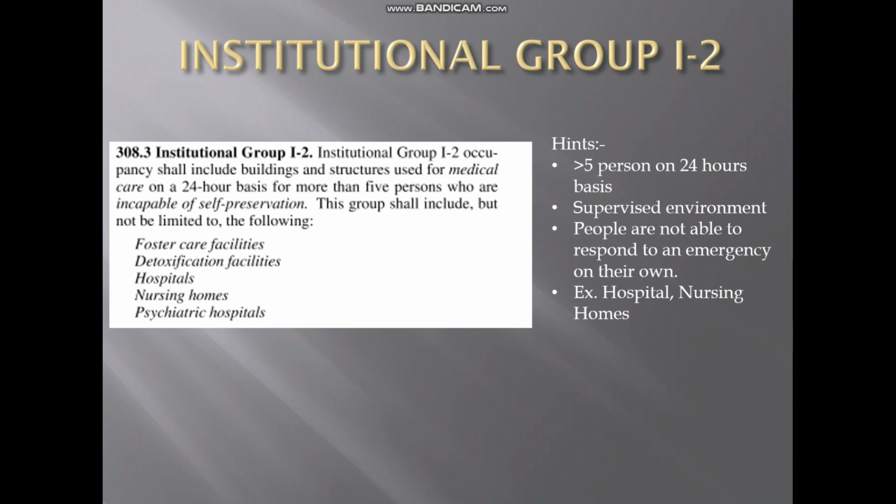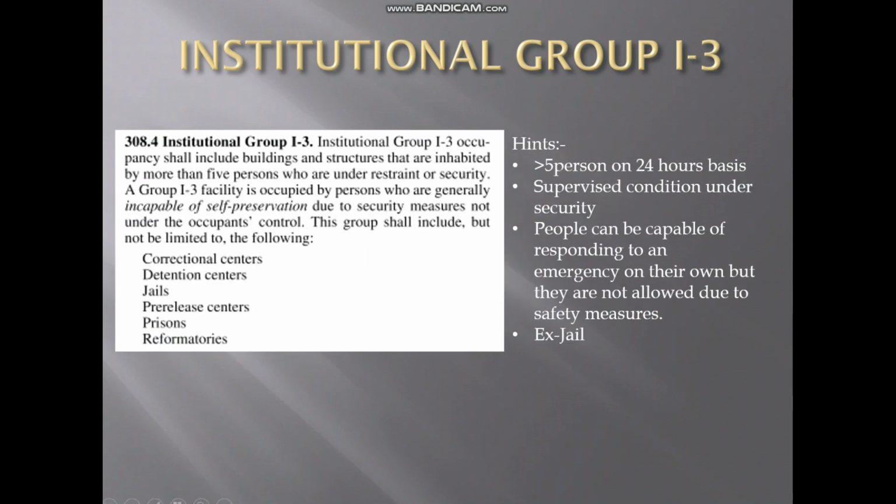So the people in a hospital or nursing home are patients, so they cannot respond in an emergency. So that is the difference between I1 and I2. In I3, the quantity is the same, more than 5 people on a 24-hour basis. They are in a supervised condition under security. So that is different here.